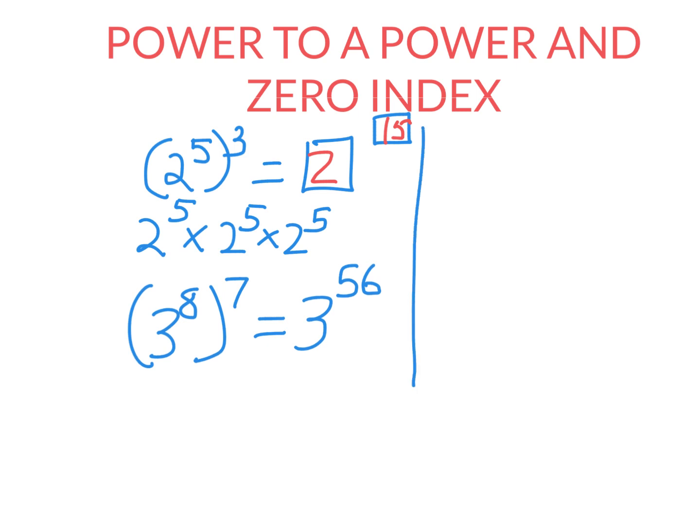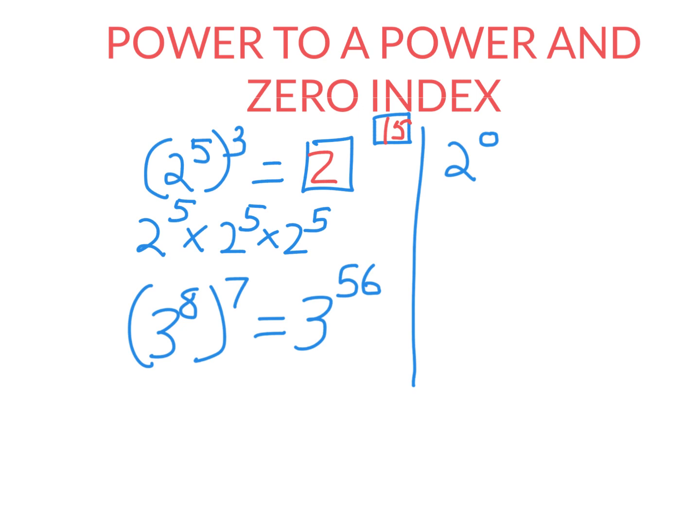What about the zero index law? Let's start by looking at what 2 to the power of 0 is. So it's probably natural for you to think, okay, 2 to the power of 0 is just 0. But it's actually not. You see, 2 to the power of something, we've always thought of that as multiplying this base 2 by itself this many times. Can't really multiply 2 by itself no times. That doesn't make any sense.